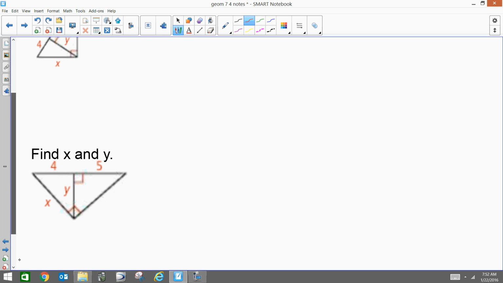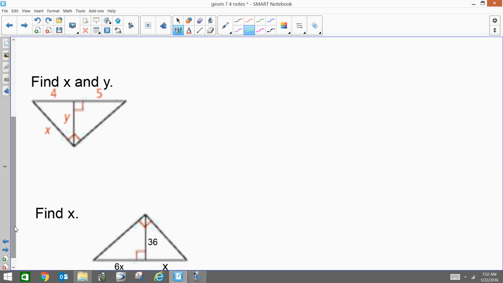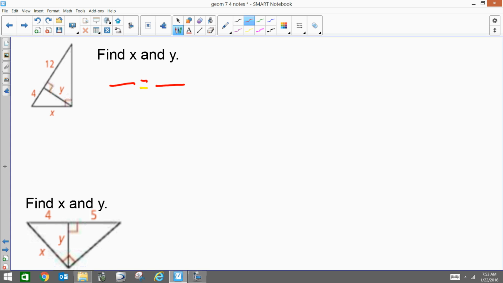Okay, so we got 3 examples here. We're looking for X and Y, of course. It looks like this, you get that same look for all 3 examples. So we are going to set up a proportion.